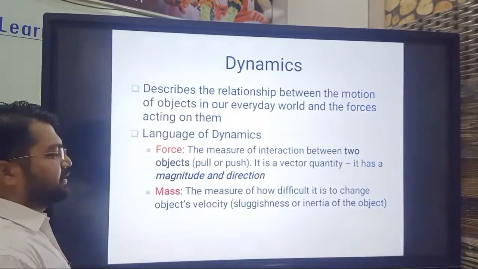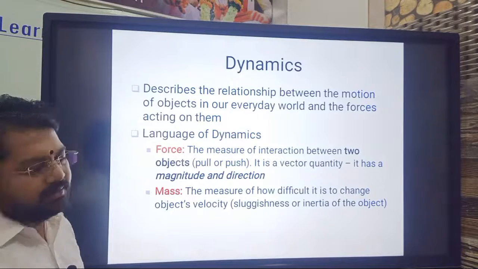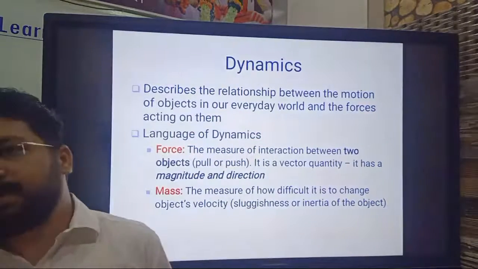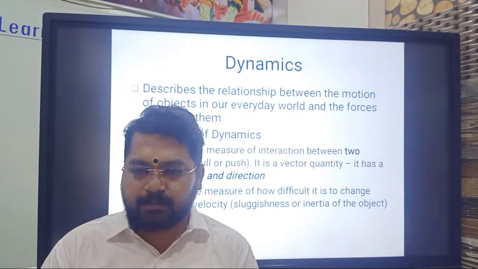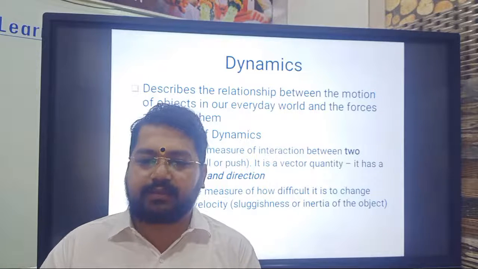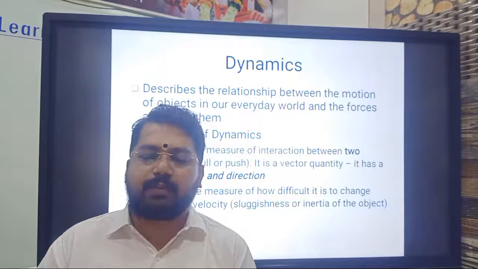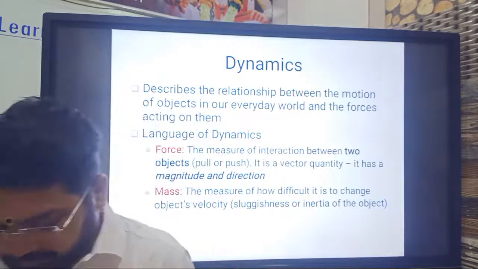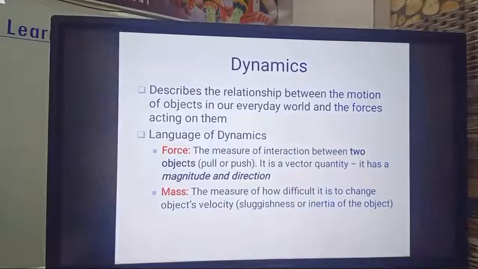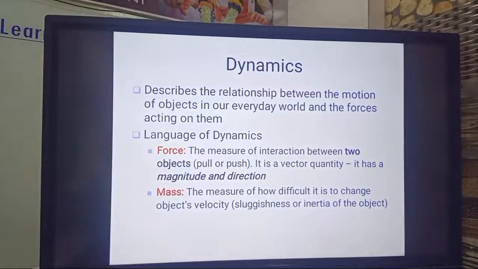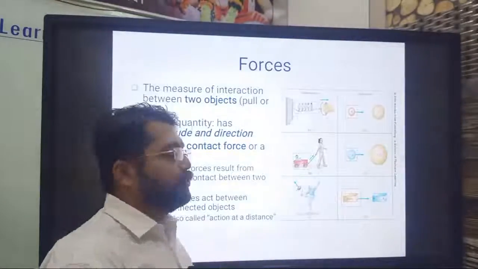So what is mass? The measure of how difficult it is to change object's velocity. So the mass is one which consists of constituent material, and that mass or that body will be in motion or in rest once we apply a force or unbalanced force. Fine. So these are two, force and mass. These are the two terms which we are going to use in it.